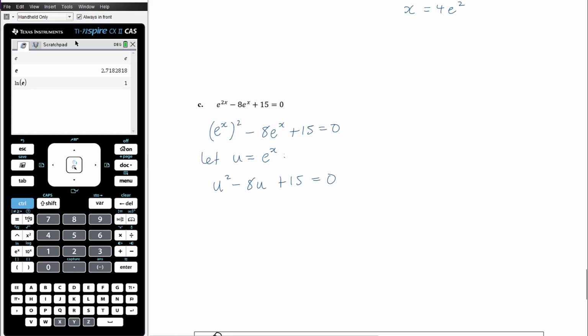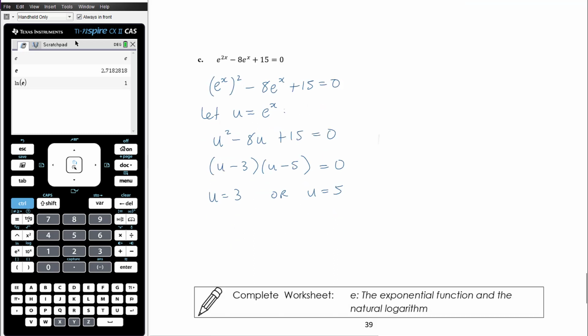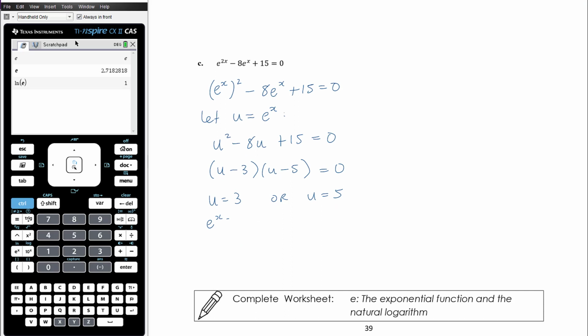Factors of positive 15 that add up to negative 8: negative 3 and negative 5. And so u equals 3 or u equals 5. And so therefore e to the x is equal to 3 or e to the x is equal to 5. We're going to need logs to solve both of those. So x is equal to log base e of 3 or x is equal to log base e of 5. And there is your two solutions to the equation.